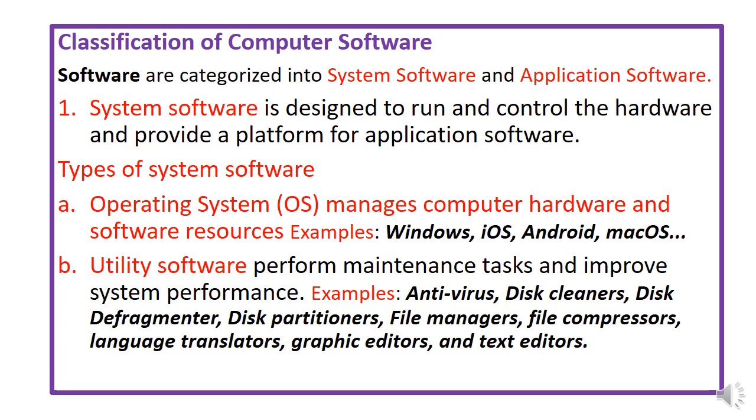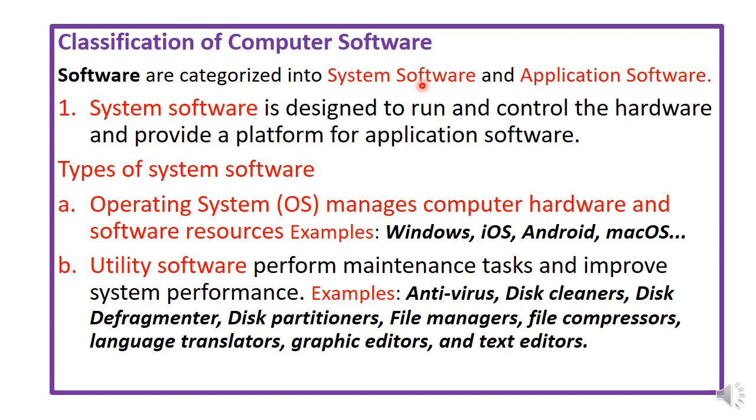Now let's categorize the computer software. We can categorize computer software according to different criteria, but here we are going to classify it into two main categories based on the purpose of the software. These categories are system software and application software. Let's start with system software. So what is system software?